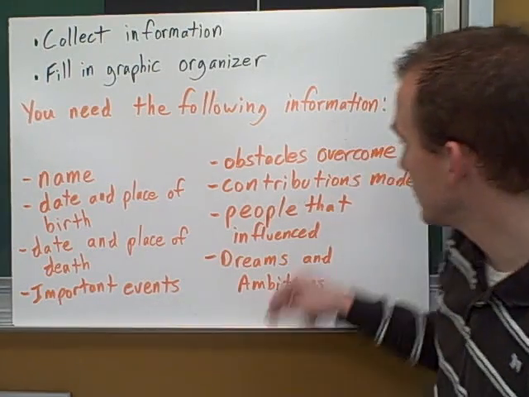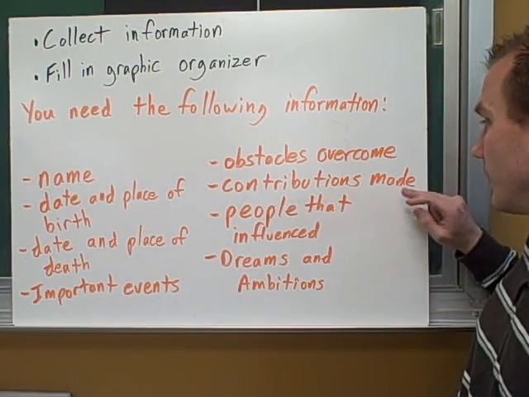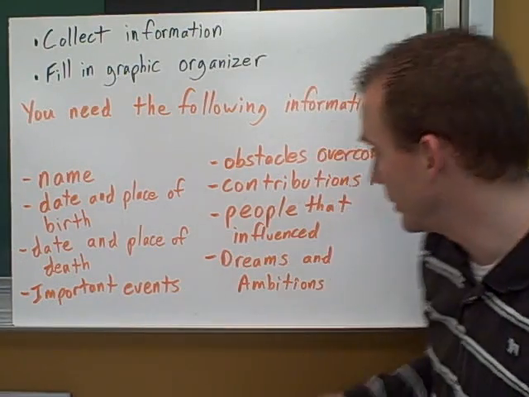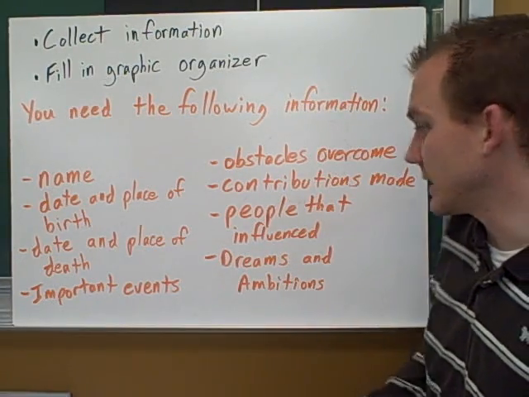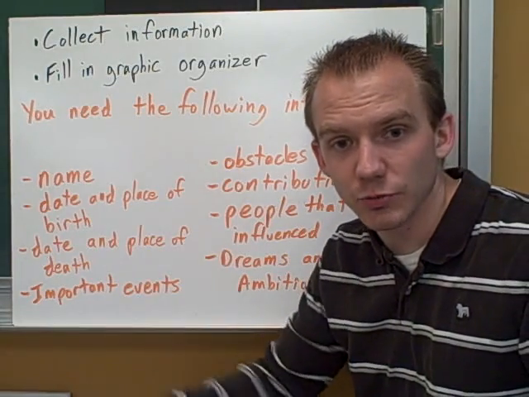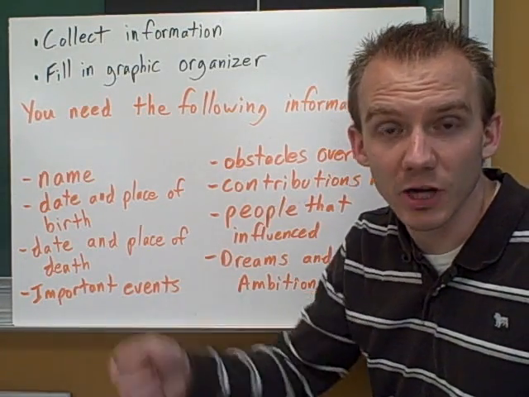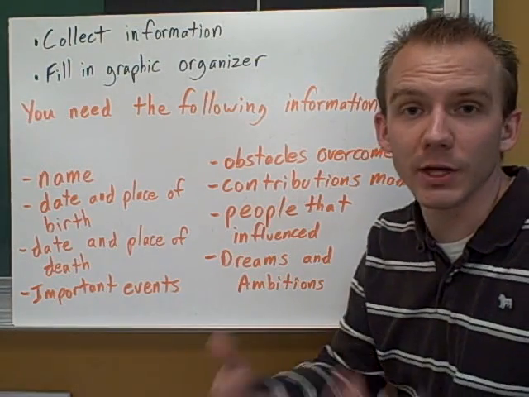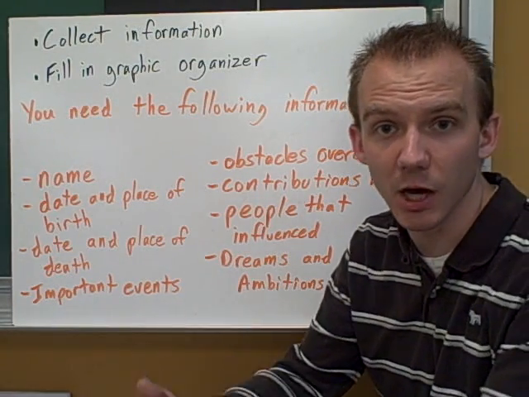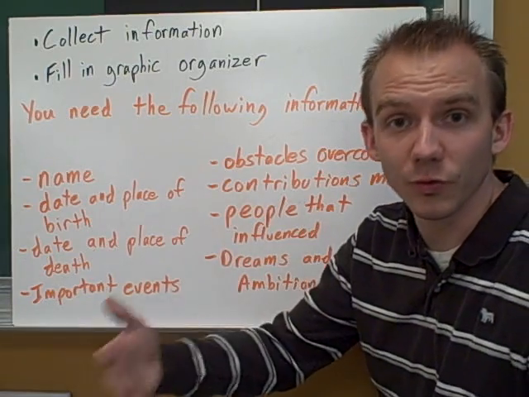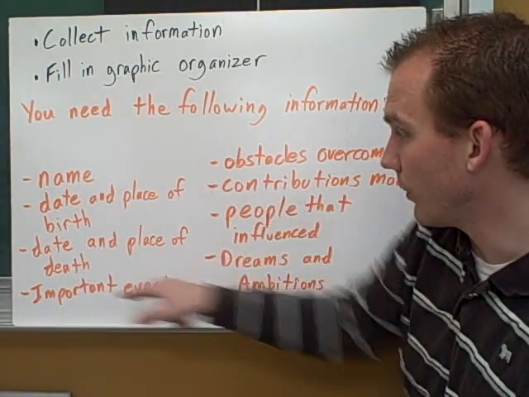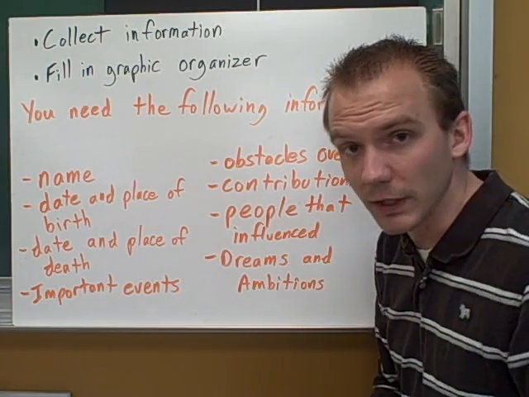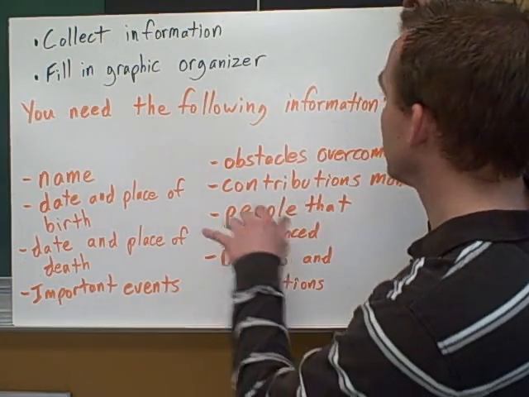Important events. Obstacles overcome, contributions made. What did they do to make an impact in American history? People that influenced. Who influenced the person you chose? Who did they look up to? Who were their role models? Dreams and ambitions. What did they want to do? What was their ambition to become? What were their goals, their dreams? You figure out all this information as you're researching and collecting information. You'll be filling in a graphic organizer.